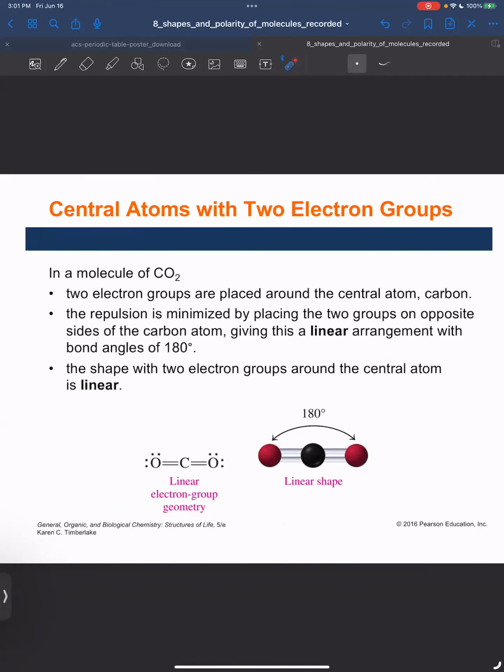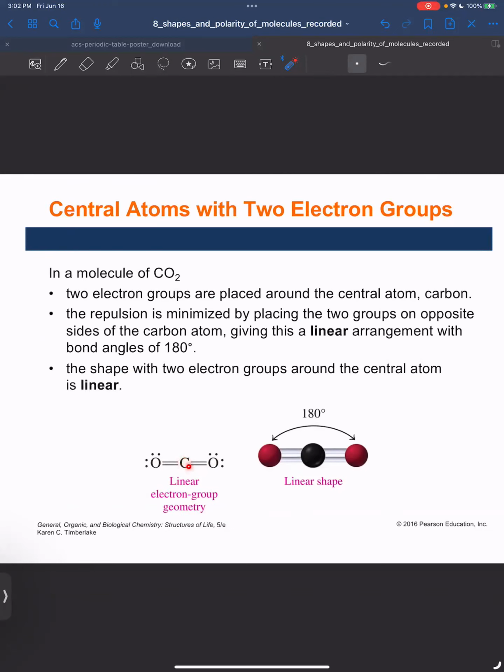When we talk about electron groups, we first want to focus on the central atom, and how many things are attached to it. So for example, carbon dioxide has 2 electron groups. It doesn't matter that it's a double bond. You just treat this as 1 electron group. Okay, so find your central atom and count how many things are attached to it.